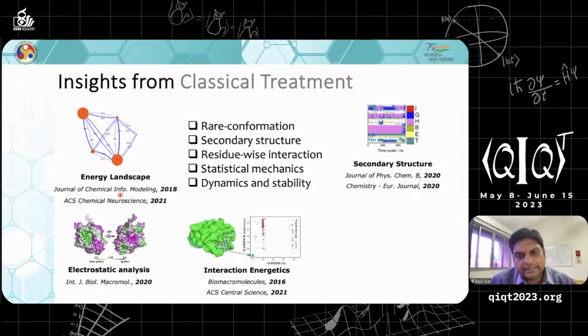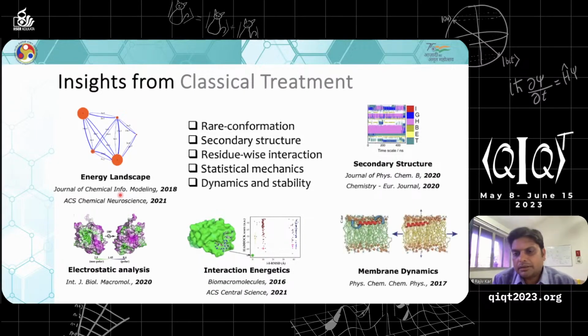And other than this, the interaction energy, be it protein-protein or protein-small molecule docking, or in the major conformational states of membrane, we can also see the dynamic stability. So these are some of the things where we can apply the classical treatment, but it will give the overall behavior and not the precise information. So rather than quantification, I'll say these are the qualitative terms that are possible through the classical treatment.